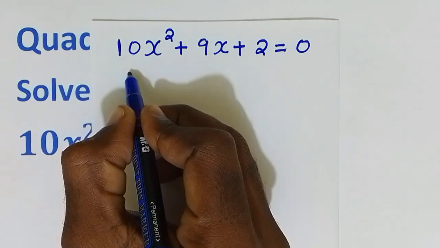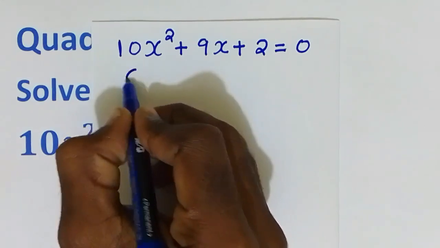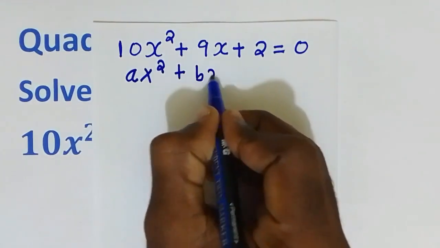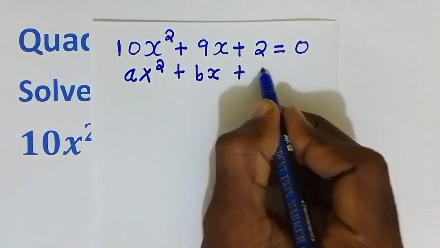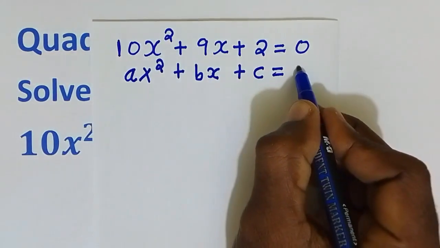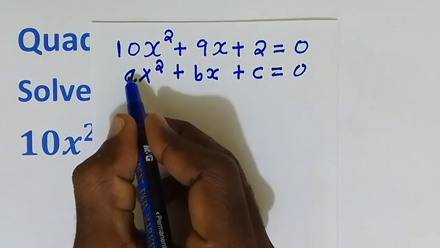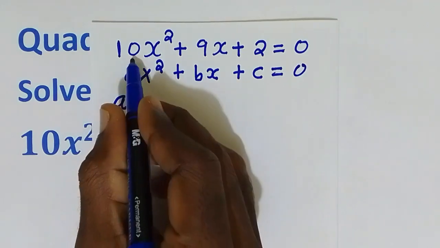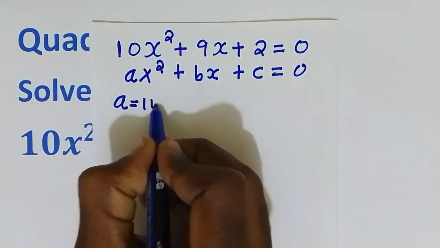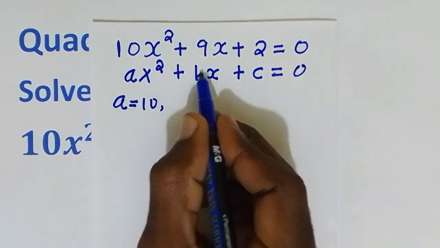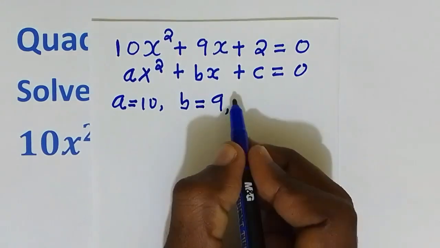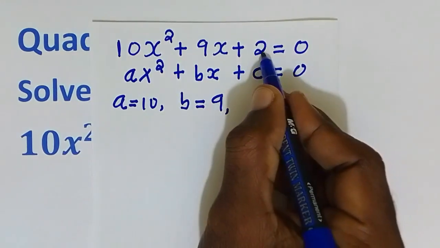We know a quadratic equation is in the form of ax squared plus bx plus c. This is equal to 0. We are going to compare the coefficients. We are going to get a is equal to 10, b is equal to 9, and c is equal to 2.